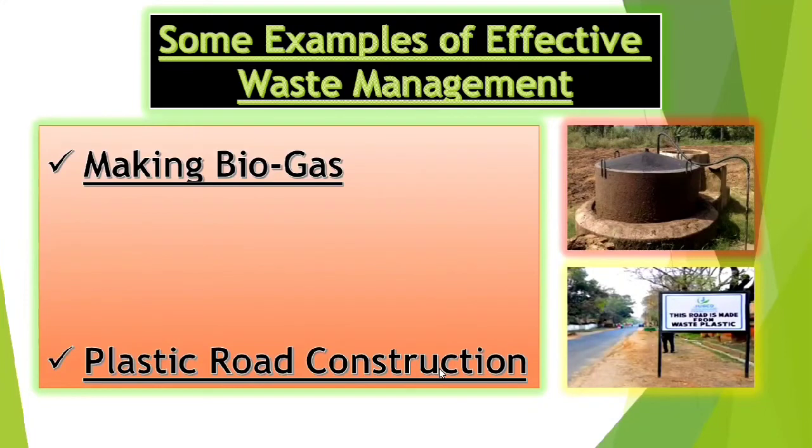Now here are some examples of effective waste management. Making biogas. Biogas can be produced from raw materials such as agricultural waste, manure, municipal waste, plant material, sewage, green waste, or food waste. Now the second example is plastic road construction. This is also one of the most effective waste management methods, in which we use plastic waste in the construction of roads. Plastic roads mainly use plastic carry bags, disposable cups, and plastic bottles that are collected from garbage dumps as an important ingredient of the construction material. That's how both biogas and plastic roads contribute to waste management.